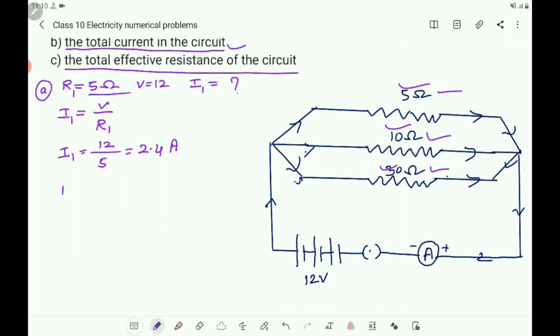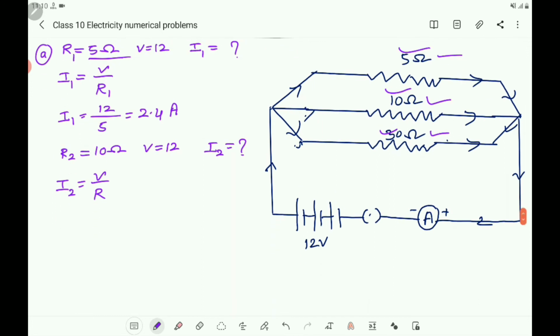Next you take R2, which is 10 ohm. The voltage is the same, 12 volt. We have to find I2. Same formula: I equals V by R, so I2 equals V by R2, which is 12 by 10, equal to 1.2. So 12 divided by 10 is 1.2 amperes. Then I3 we have to find out.